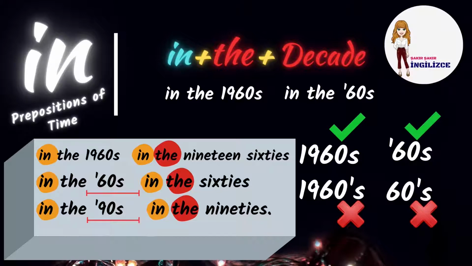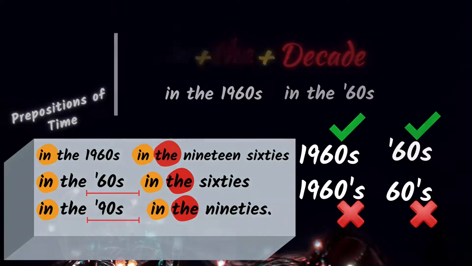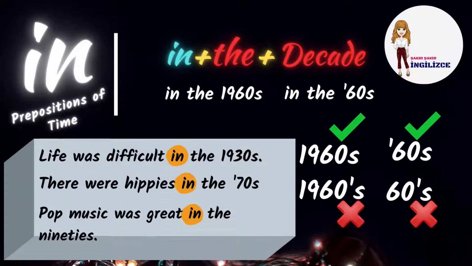Also, notice how to use the article the before the decade in the 1960s. We do not put an apostrophe between the number and the final s. Look at some example sentences. Life was difficult in the 1930s. There were hippies in the 70s. Pop music was great in the 90s.